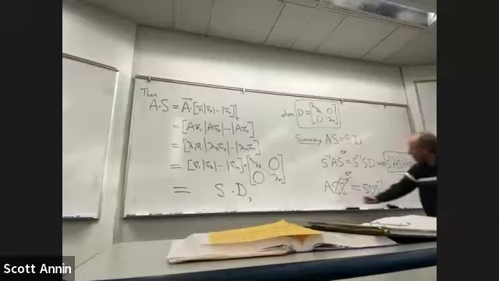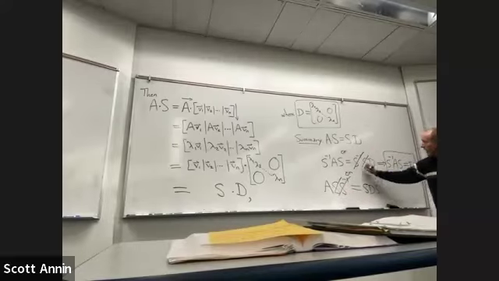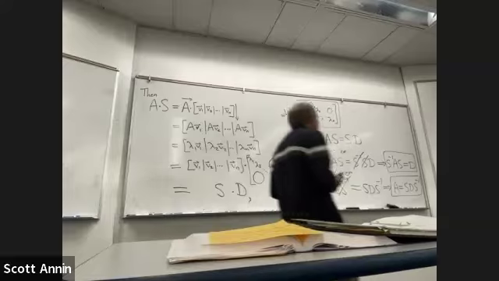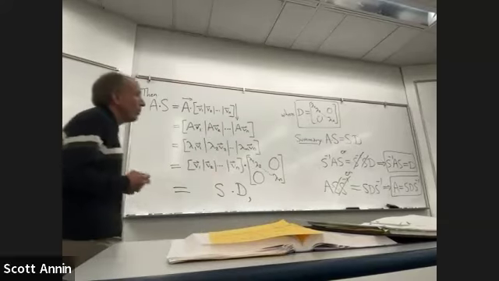And again, I can cancel. See, I'm canceling the S inverse with the S. So this time I get A equals S D S inverse. This is also correct. And it's easy to forget which side to put the S and the S inverse on. So you kind of have to memorize that a little bit to keep it straight. But those are both correct.